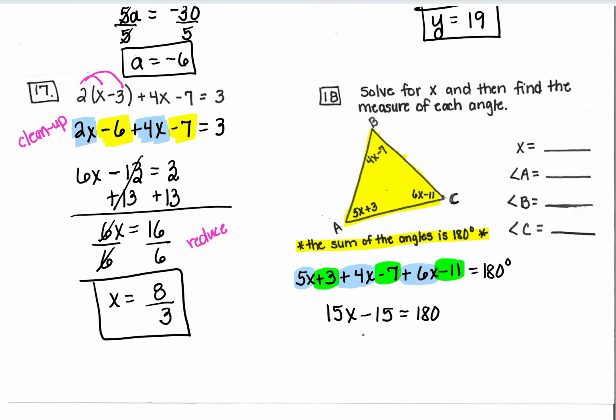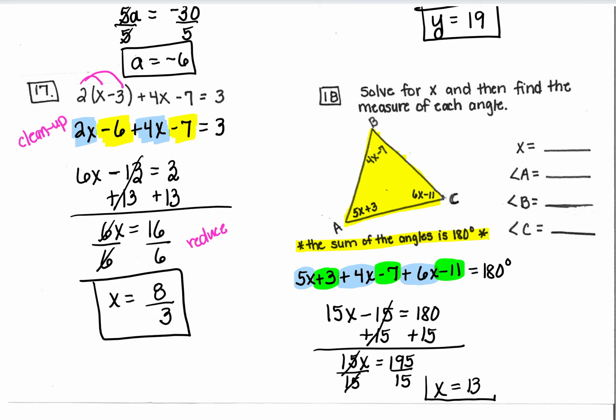All right, solve your equation. So we're going to add 15, bring down 15x is equal to 195. That's attached by multiply. So we divide, one in the top and one in the bottom, cancel numerator, denominator. And then here, 15 goes into 195 exactly 13 times. So x is 13. But we also want to find the measure for each of those angles.